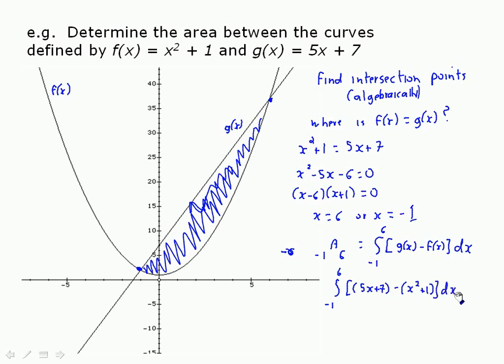Then dx. Tidying it up, negative 1 to 6, we'll get 5x, and then minus x squared, and then 7 minus 1 is plus 6, dx. And then I'm just going to get a bit more space to deal with this one.